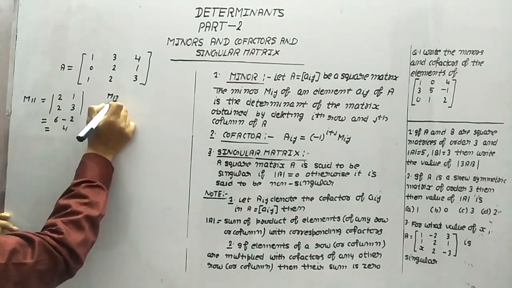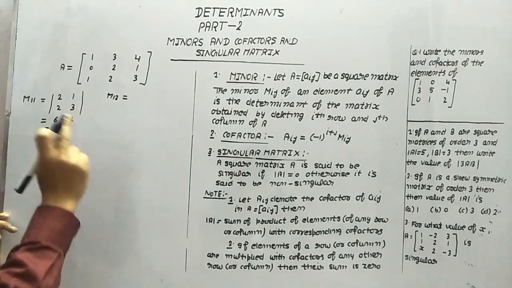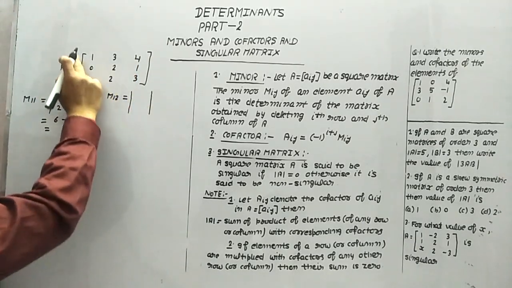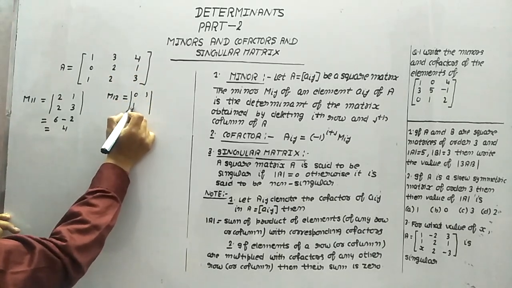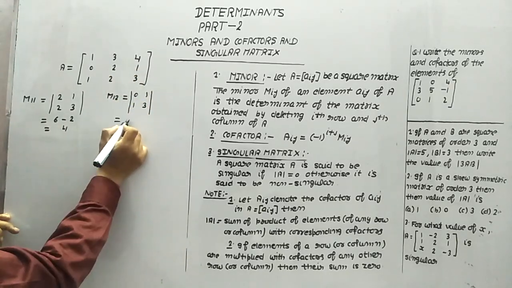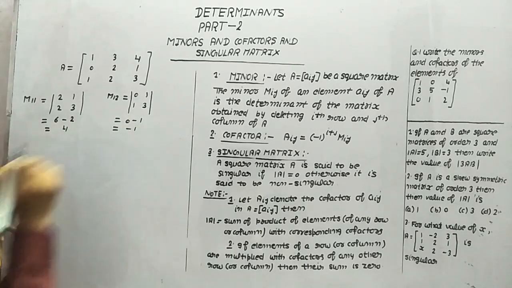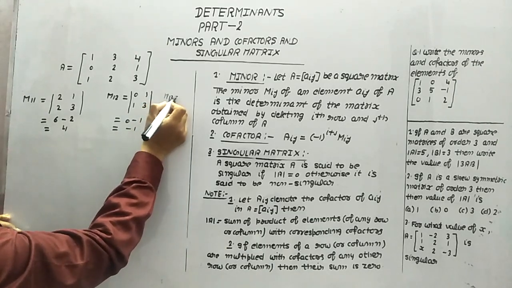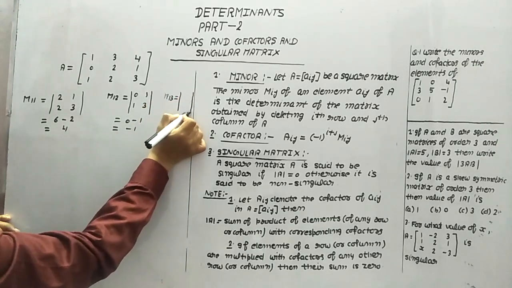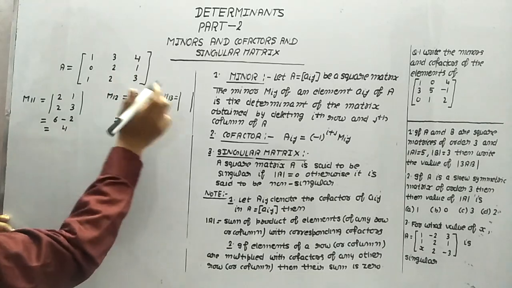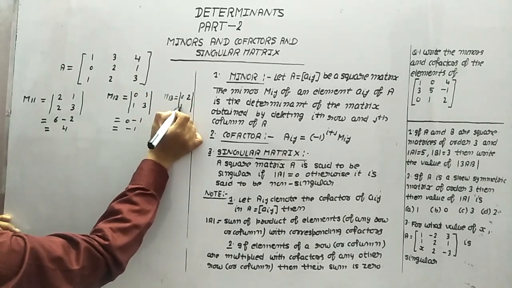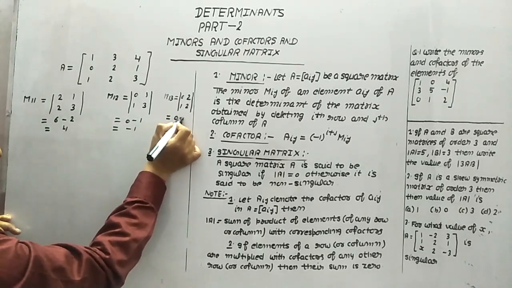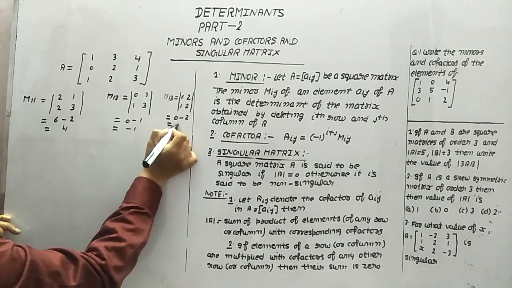Second minor, M12. It means first row, second column. What determinant will be left? 0, 1, 1, 3. It means this becomes 0 minus 1, so this is minus 1. In the same way, how will we calculate M13? First row and third column. It means this is 0, 2, 1, 2. What will be the result? 2 into 1 is 2, 0 minus 2, so this equals minus 2.